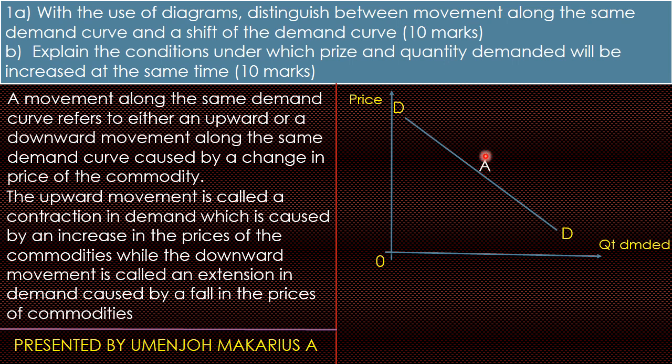This is any point on the demand curve. Then now the price at this point A, guys, we can simply call that P0, and the quantity that was demanded at P0, we can simply call that Q0. That's the quantity demanded when the price was P0.